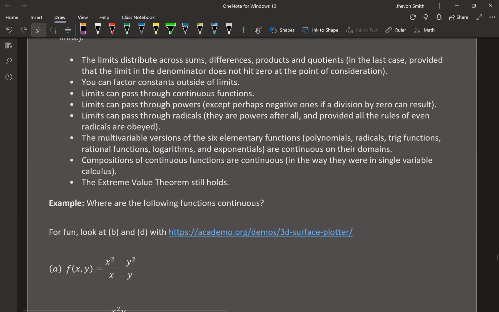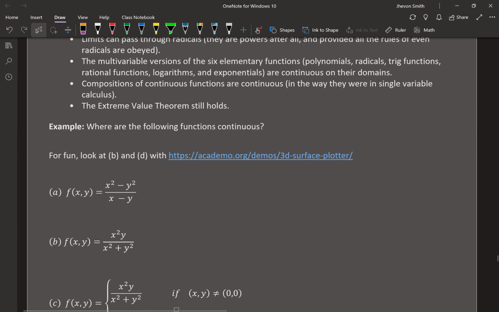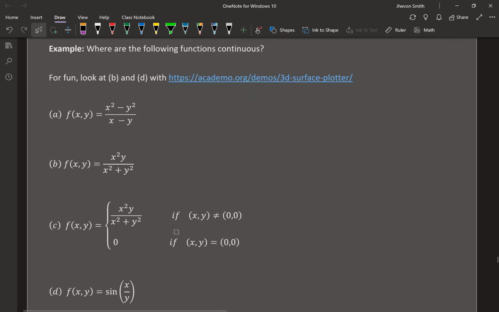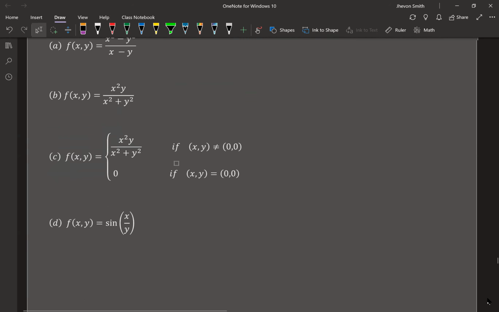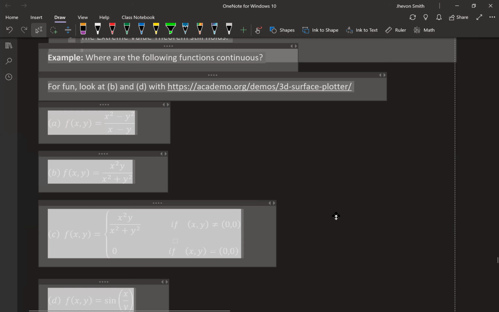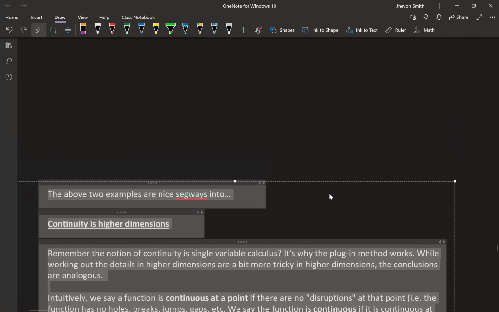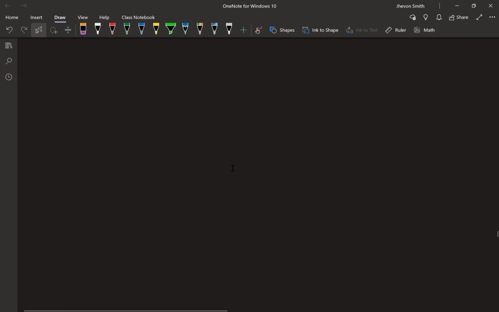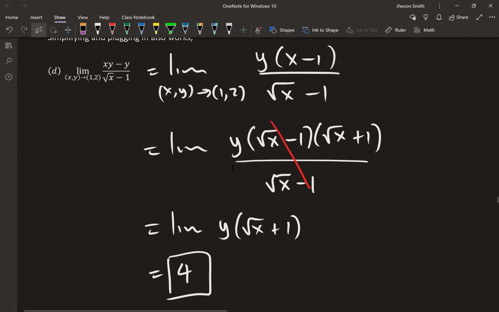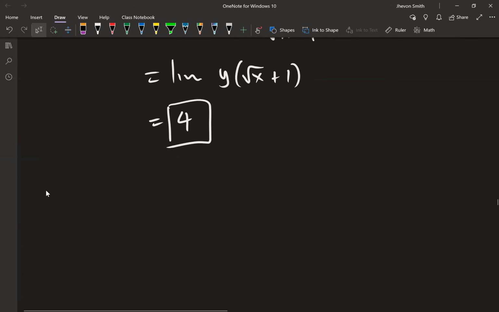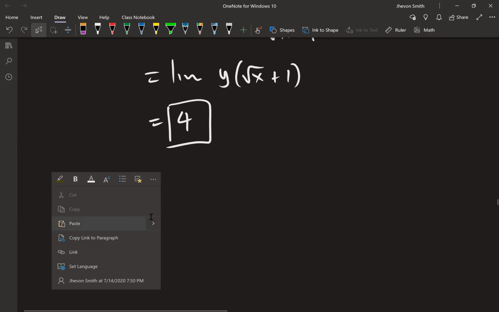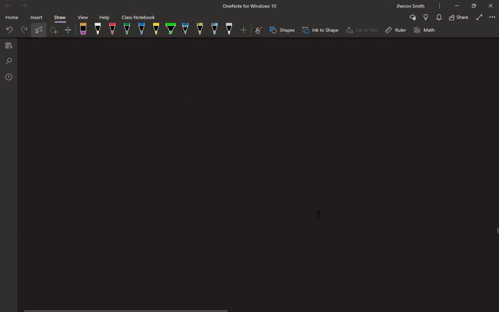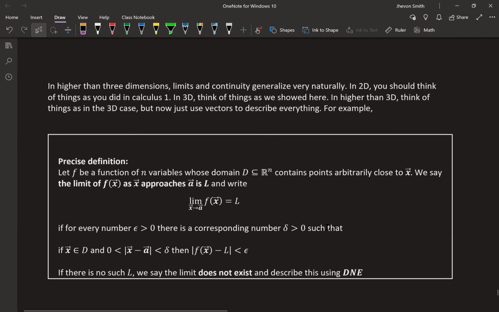Now, I really wanted to get to this today. This is going to spill into tomorrow, but it's okay. So we're going to talk about continuity in higher dimensions. Of course, if you recall continuity from Calc 1, you would know continuity does involve looking at limits. So that would be the next step, and we will do that tomorrow.